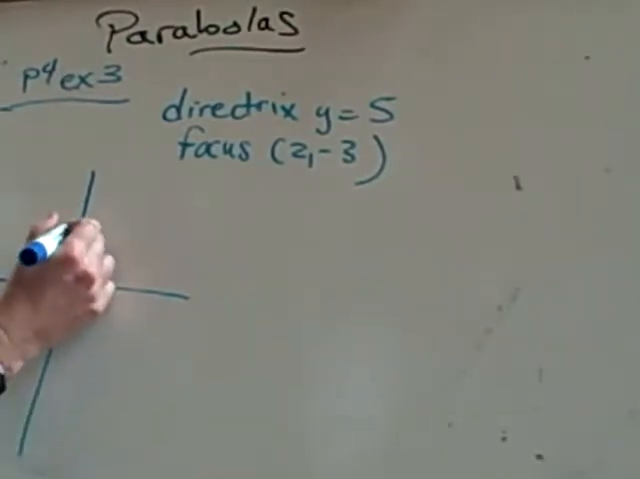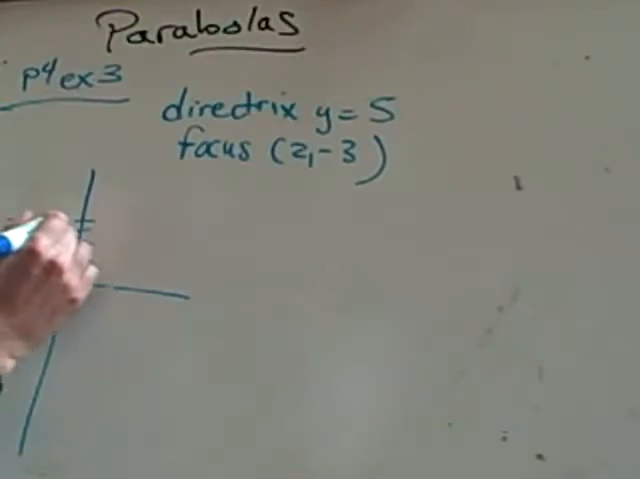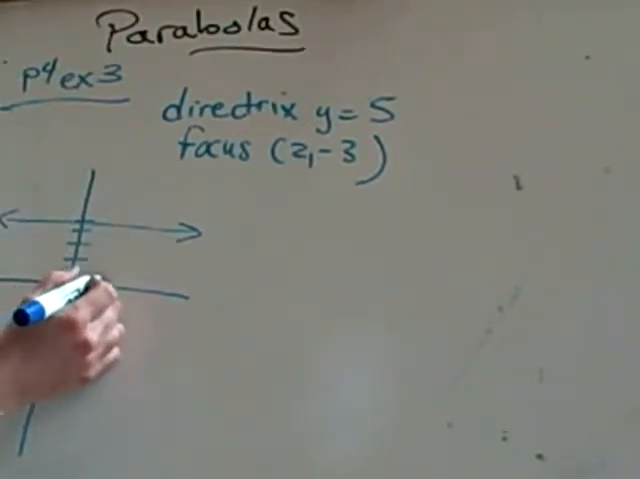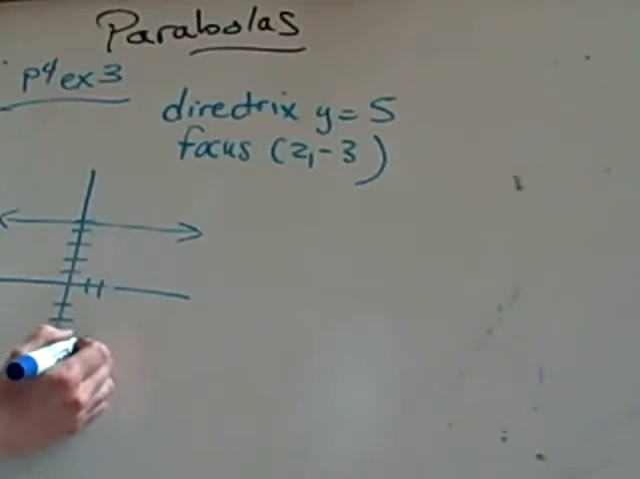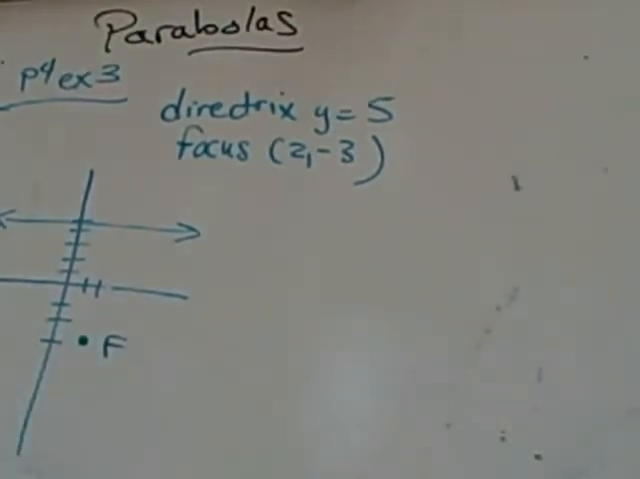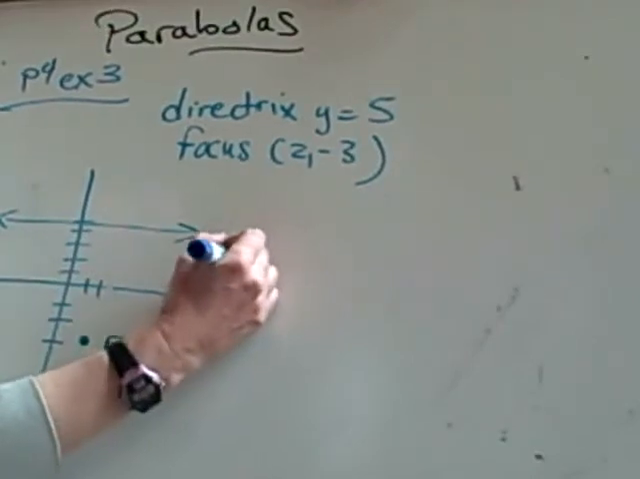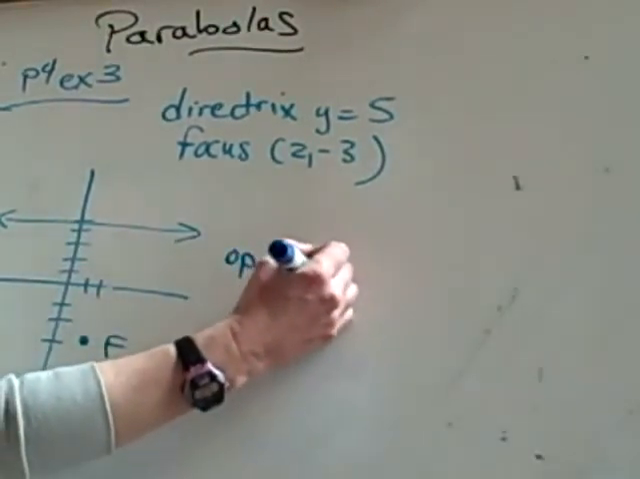Okay. So 1, 2, 3, 4, 5. Since this is a y equals, I have a line at y equals 5. So far, so good? My focus is at (2, -3), so 1, 2. My focus is going to be right here. Now, that should tell you a couple of things. First of all, is this parabola going to open up or down? Down. It's going to open down because the focus is always inside your curve, and your directrix is always outside. So we know just by looking at this that it is going to open down.